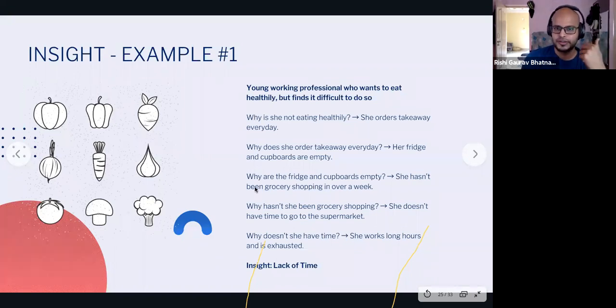So when we ask a lot of whys about everything, this could be either to the user or as a team when you're brainstorming. When you do, this is how you come to the root cause analysis. The root cause of this is she works long hours and is exhausted. What's the insight here? The insight is the lack of time. This is the human insight. The human insight is not that she works long hours and is exhausted. The insight here is the lack of time. The root cause is that she's working long hours, but the insight remains there is a lack of time.